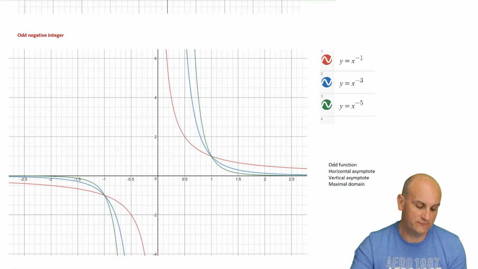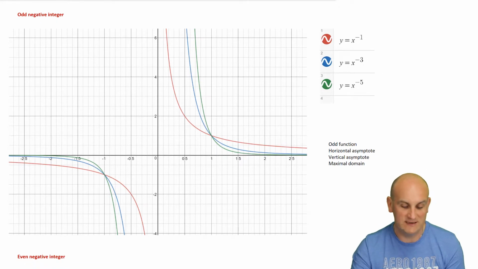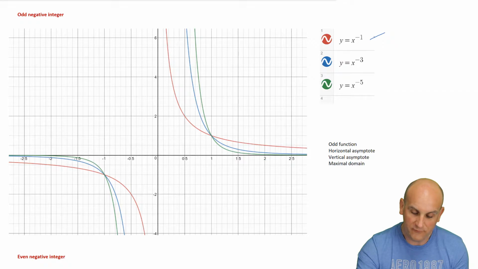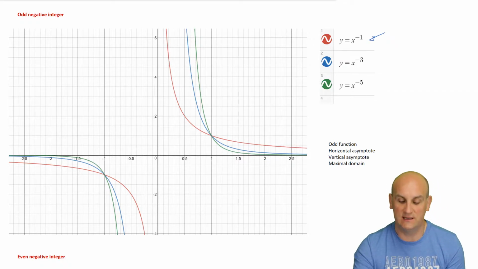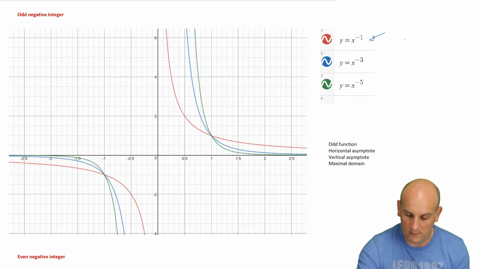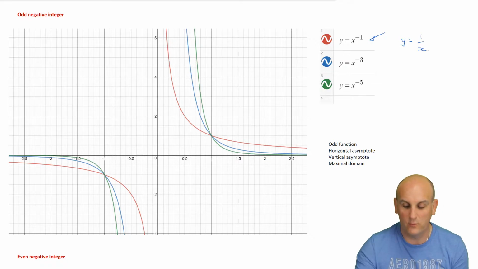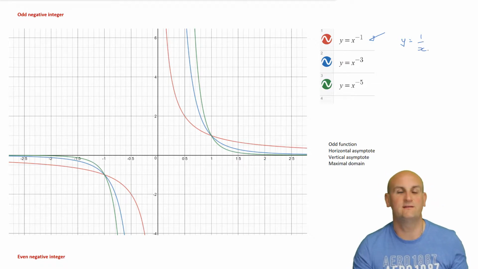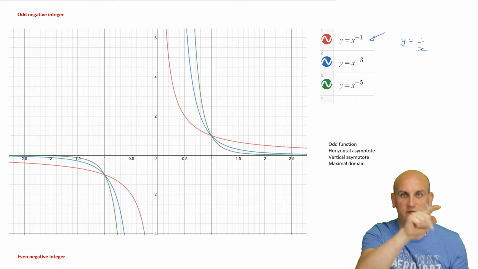What about negative odd integers, or odd negative integers? Again, same idea. We know what the graph of y equals x to the power of negative 1 is. Now, we don't normally write it that way. We would normally write it as y is equal to 1 on x. And we know what that looks like. That's a hyperbola. That's the graph that does this and this.